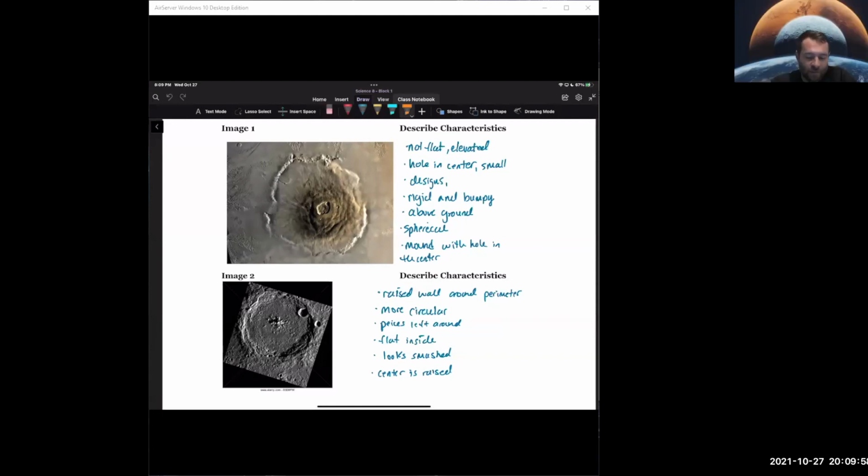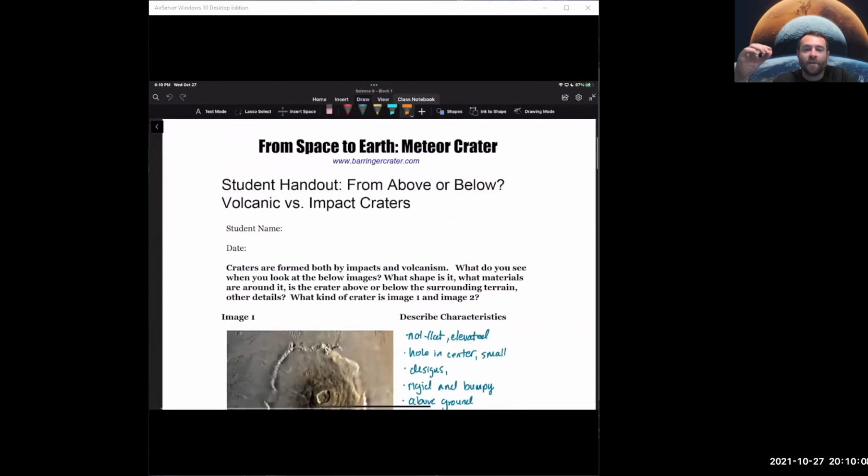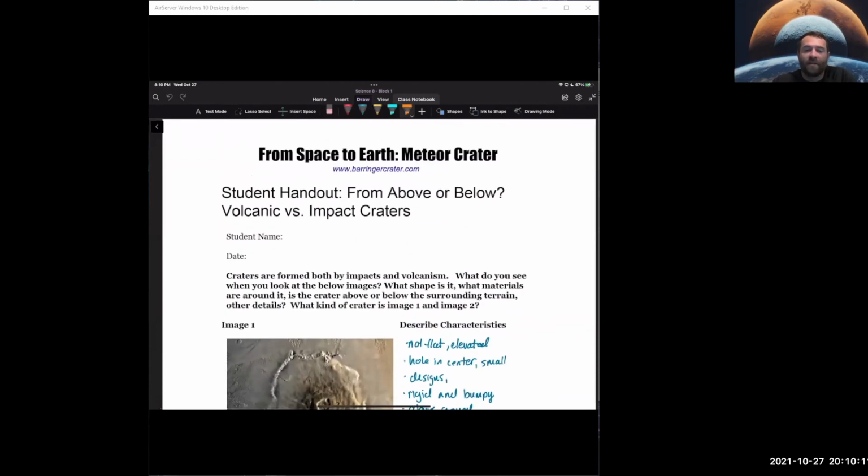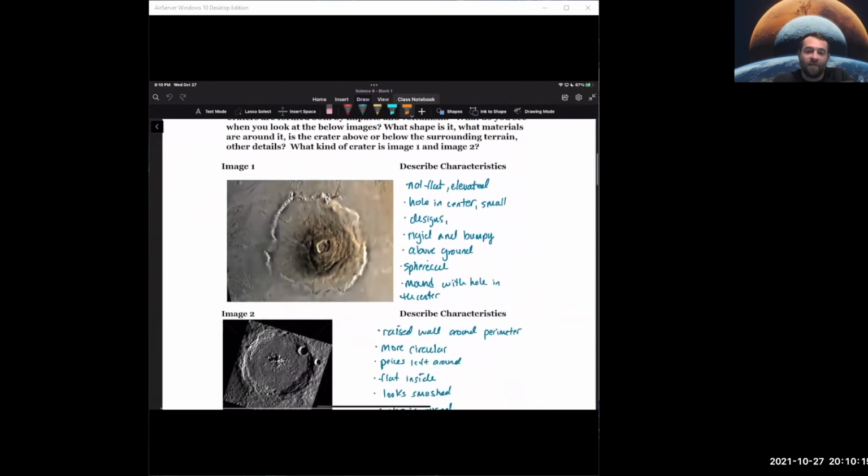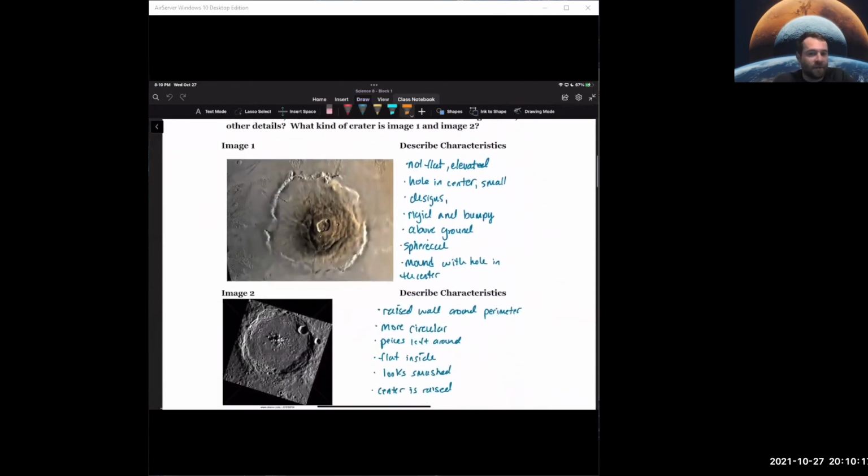And I do want to point out that we didn't make this. All of this, or a vast majority of this, is already out there. So this one is actually from BeringerCrater.com. So there is a Beringer crater out west of the U.S. where it is an impact crater. And this lesson was developed by them, and we've modified it to our needs.